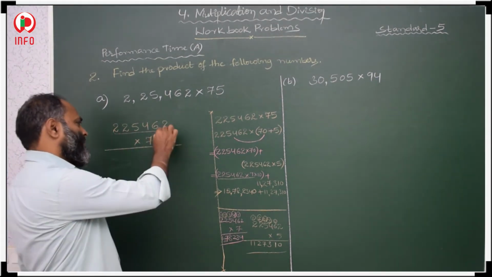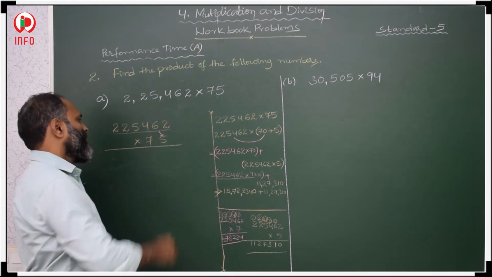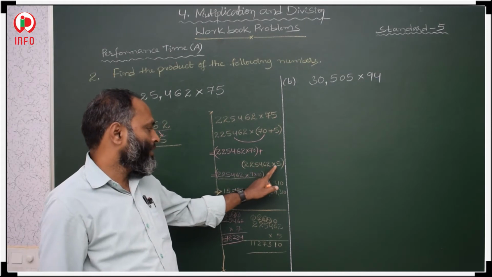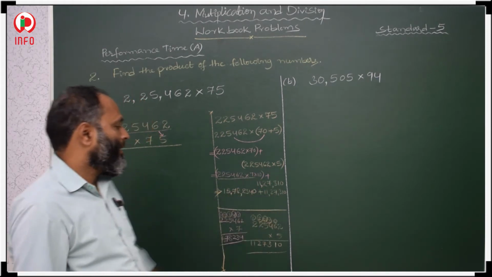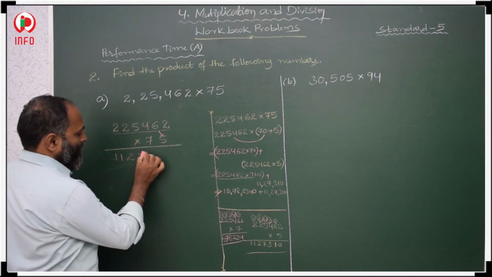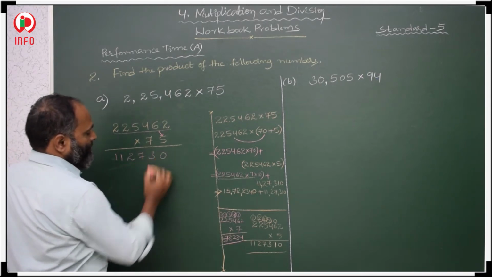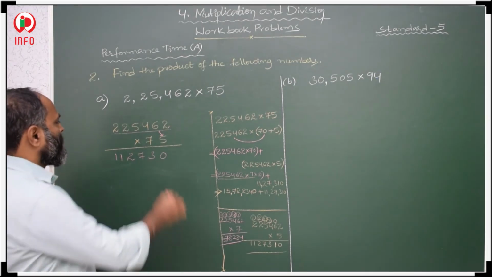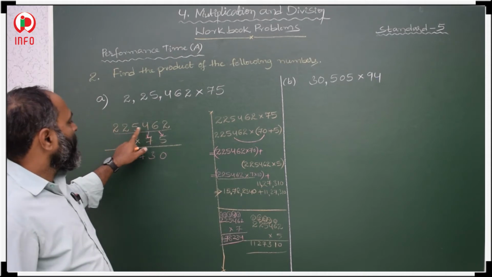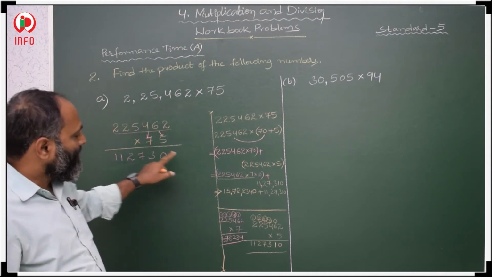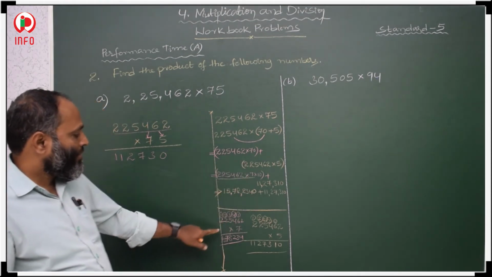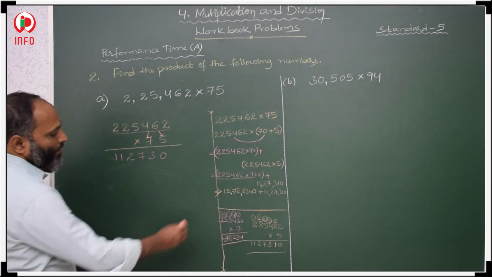2,25,462 5s are how much? 11 lakhs 27,030. Then 2,25,462 70s are. Then what is the? So our answer is here.